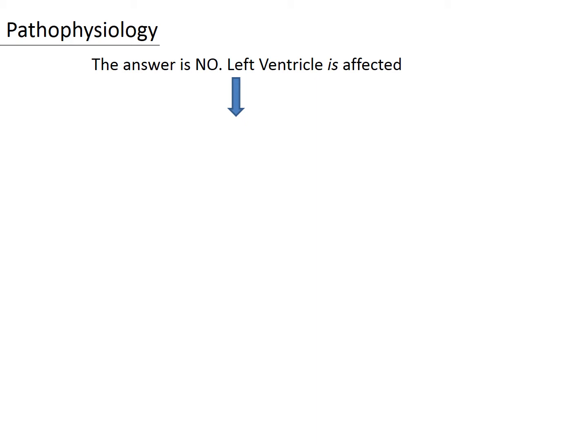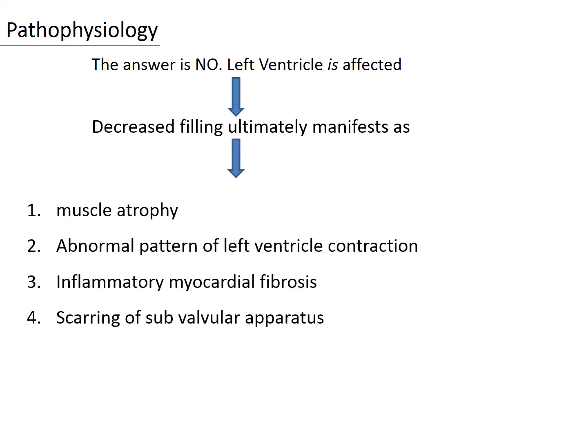and as I have mentioned before, in up to 25% of patients with mitral stenosis, there is a depressed left ventricular ejection fraction as a result of the decreased left ventricular filling or decreased left ventricular preload. Decreased filling ultimately manifests as muscle atrophy, abnormal pattern of left ventricular contraction. The left ventricle as well may be affected by myocardial fibrosis or scarring of the subvalvular apparatus secondary to rheumatic myocarditis.